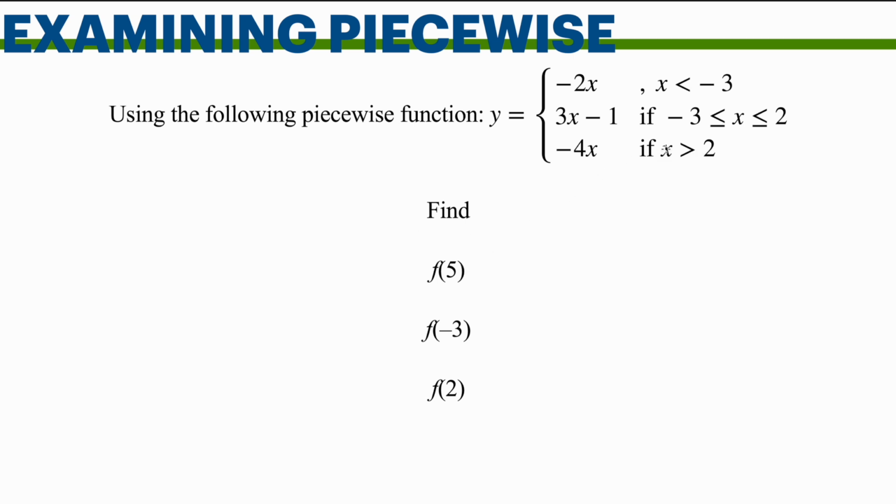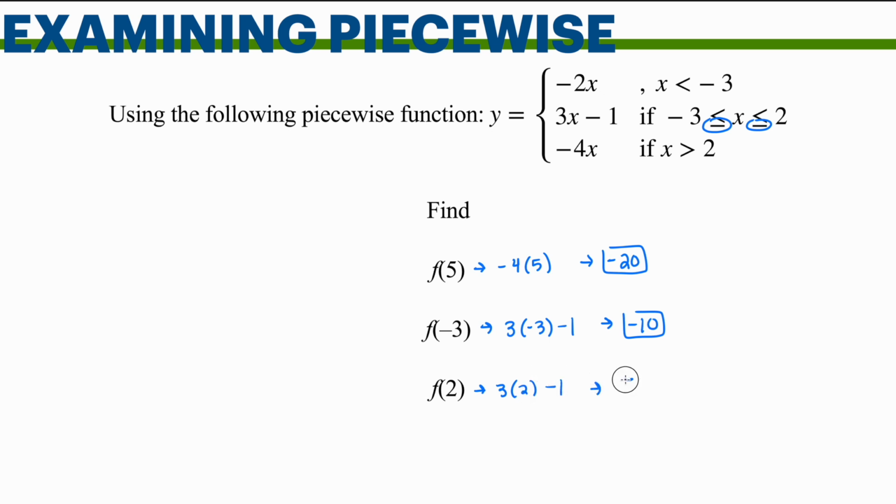So 5 is in the domain of x is greater than 2, which means you are going to use the third function, which means your answer is going to be -20. -3 is actually a number that's used in 2 different formulas, so you're looking for the one that has a line underneath, which means you're looking for the second one, which is going to be -10. And last, the 2 is in 2 different formulas, so again, you're looking for the line underneath, which is also the middle function, which is going to be 5.